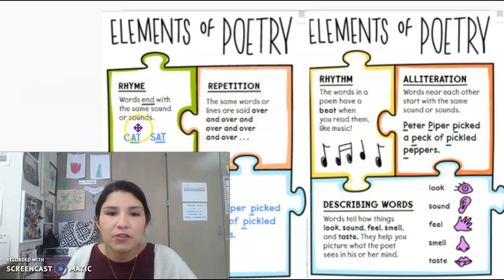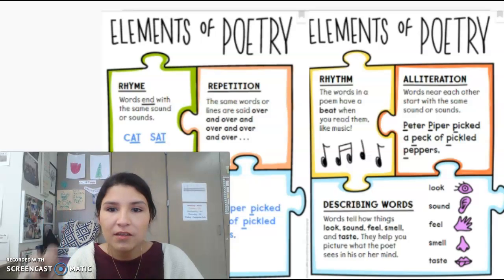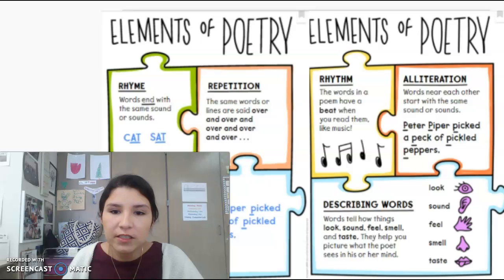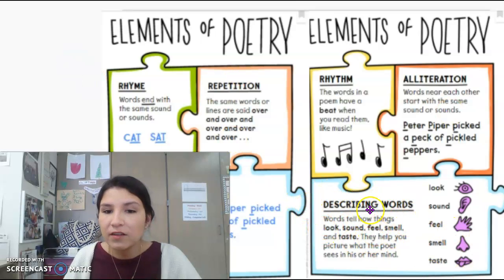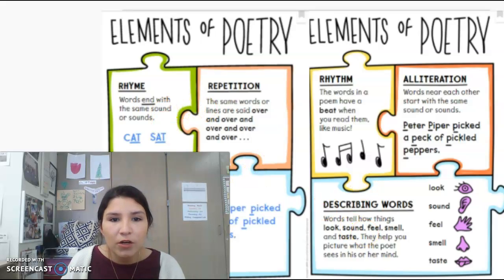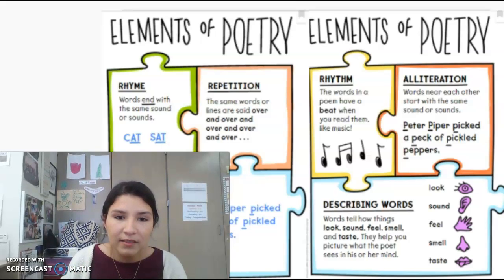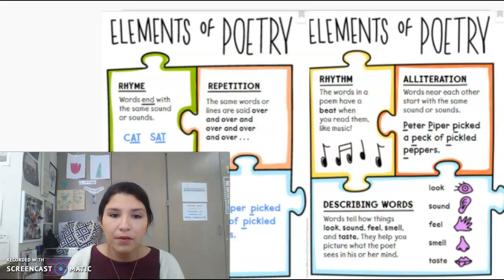So the elements of poetry. I have two different posters here. We have rhyme, repetition, alliteration, and describing words. Describing words describe sensory poems. So rhyme: words that end in the same sound or sounds. For example, cat, sat, mat. Hop, mop, top. Cat, sat, mat all end in the what sound? The at sound. Hop, mop, top all end in the op sound.